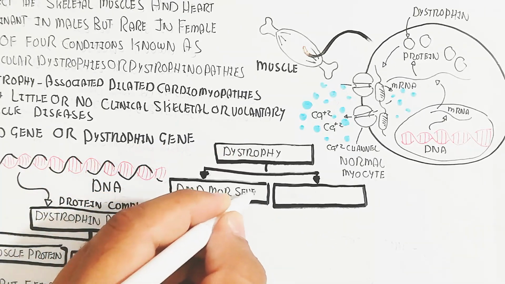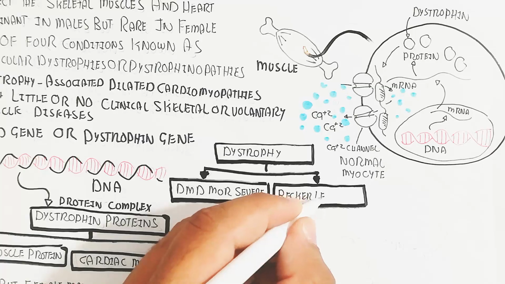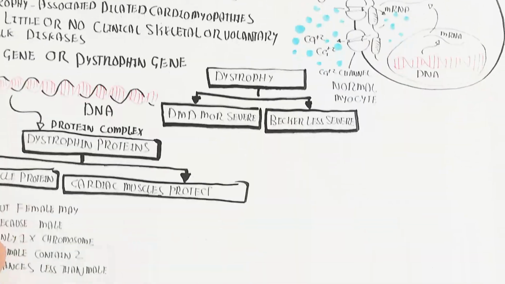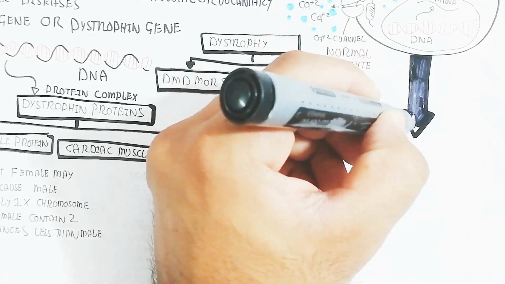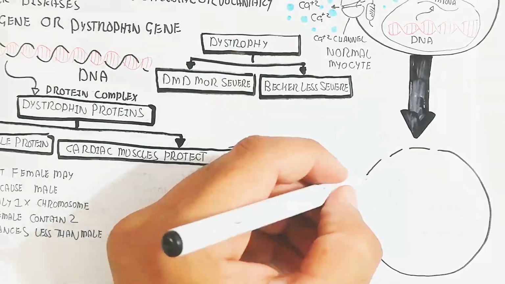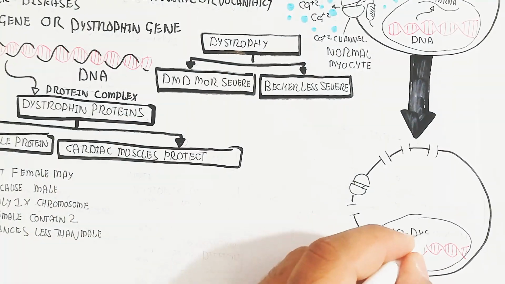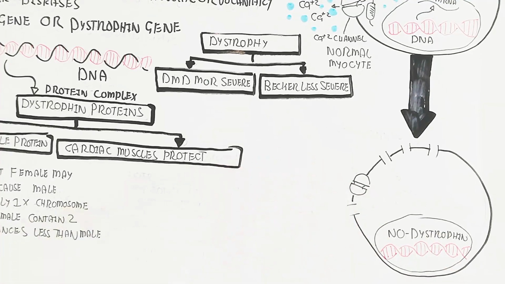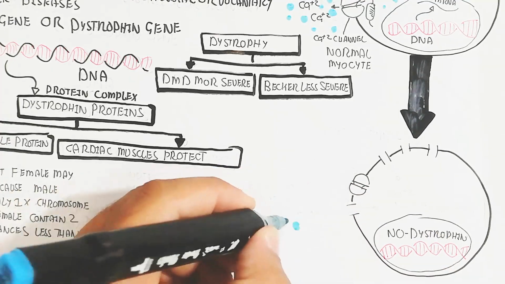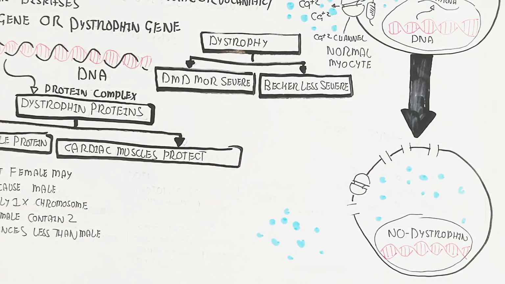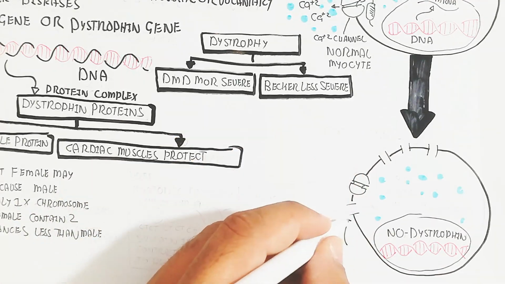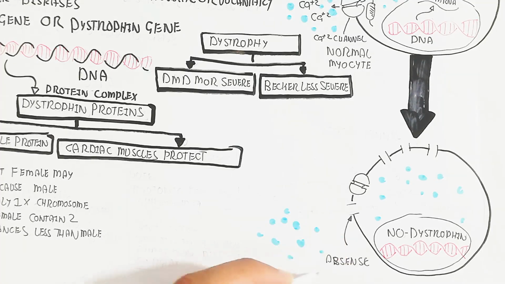DMD is more severe, while Becker is less severe. But the mechanism for Becker and DMD is the same. Remember, there is no dystrophin production due to inhibition by other genes, and in this way the DMD gene will not produce dystrophin.